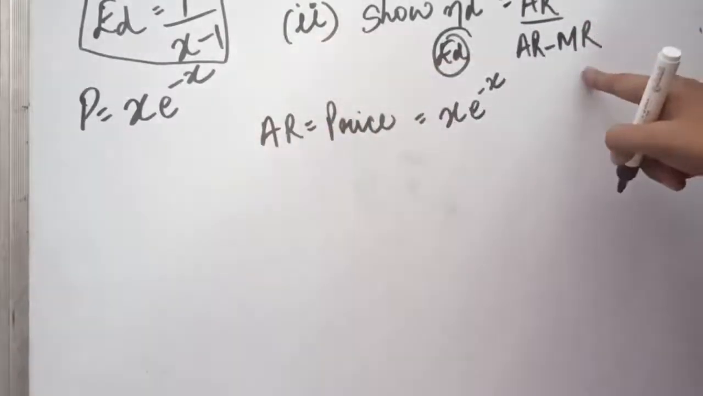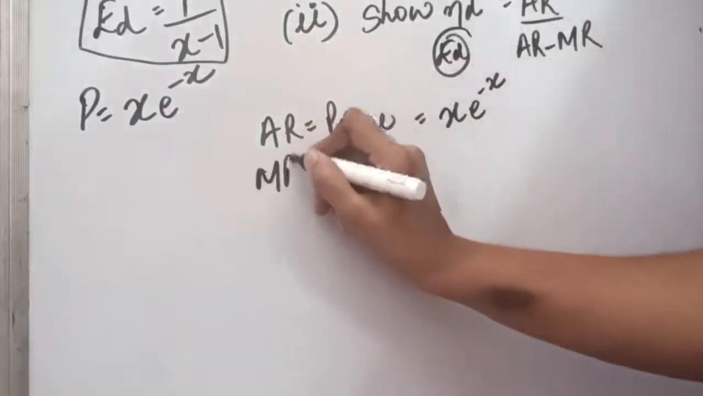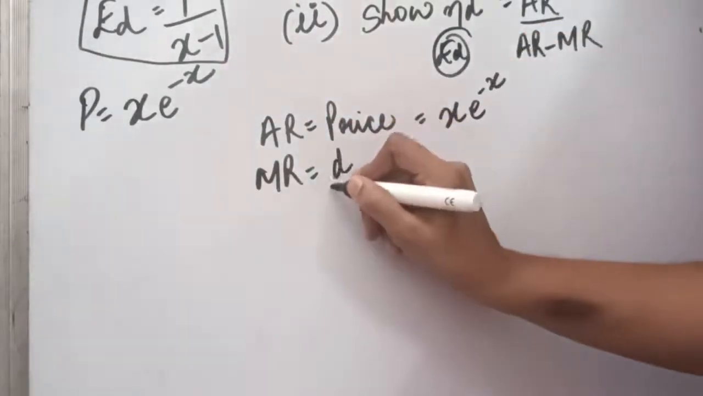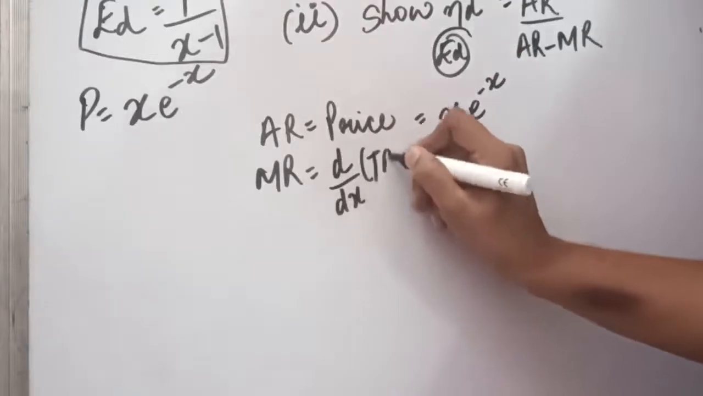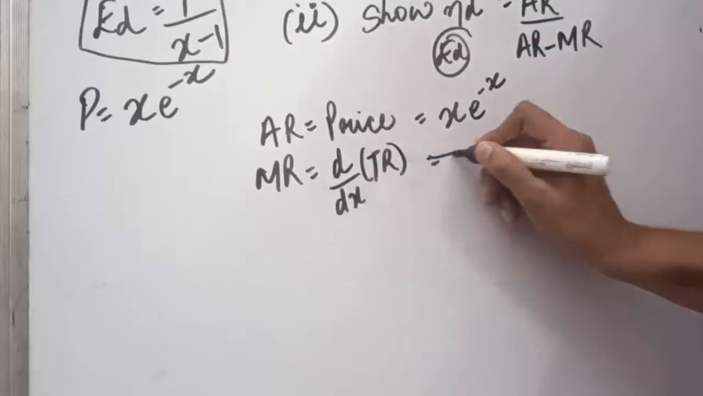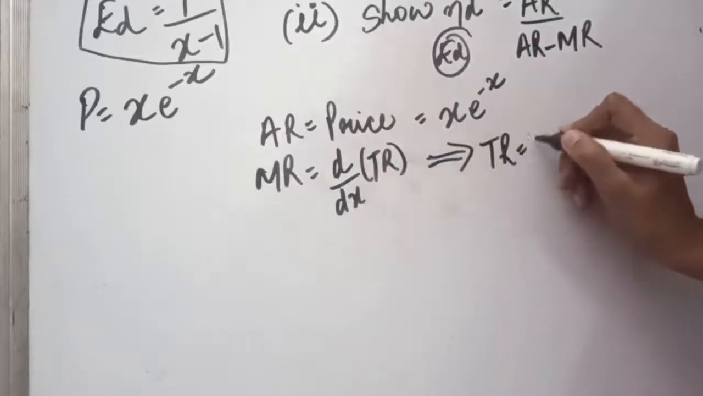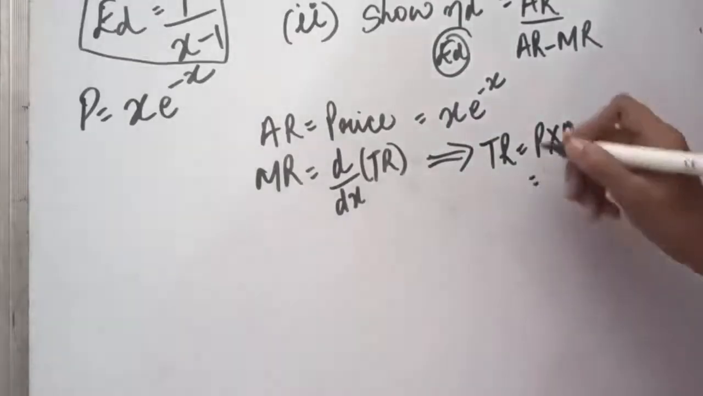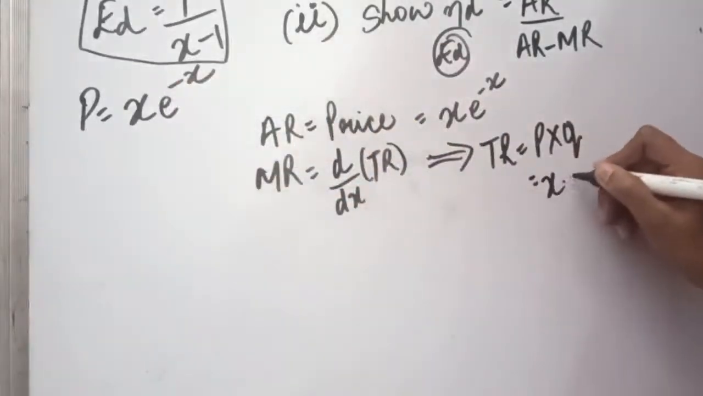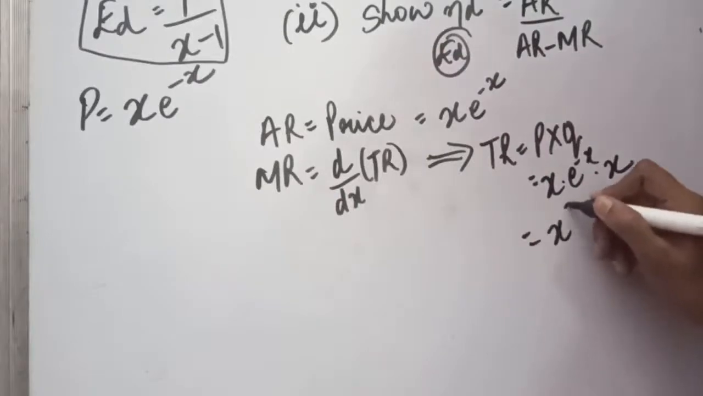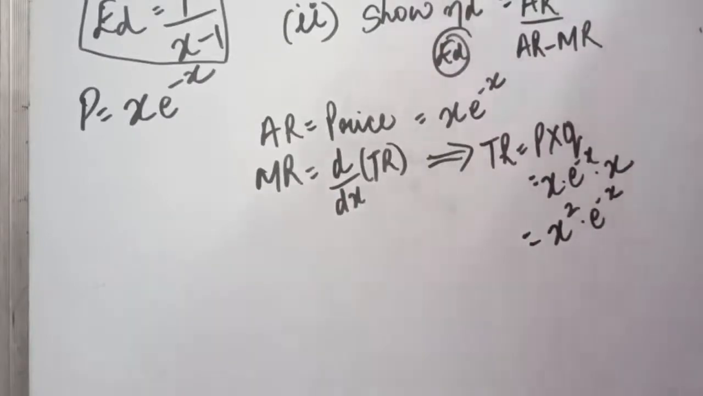Coming to the next part of the formula, we will require MR. This we have done, that marginal revenue is the derivative of total revenue, d upon dx of TR. Total revenue. Now where is the total revenue in the question? The formula for total revenue is price multiplied by quantity. This we have already done. So in the question, price has been given x into e raised to power minus x, and quantity has been denoted with x. So it will result in x square into e raised to power minus x.